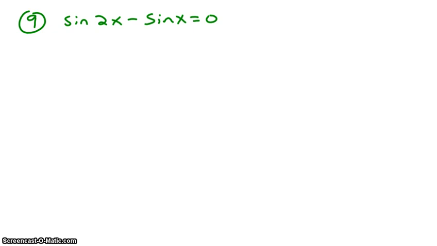Advancing to number 9, I have sine 2x. And so again, I do think it helps us to put in these parentheses. Minus sine x equals 0. And I'm supposed to solve for this.